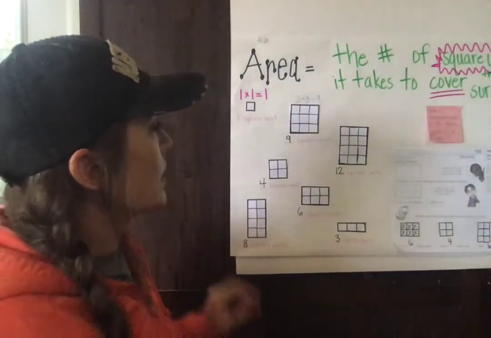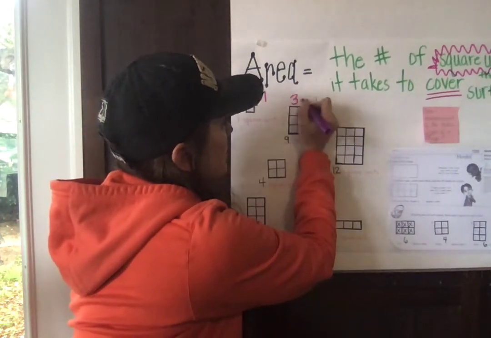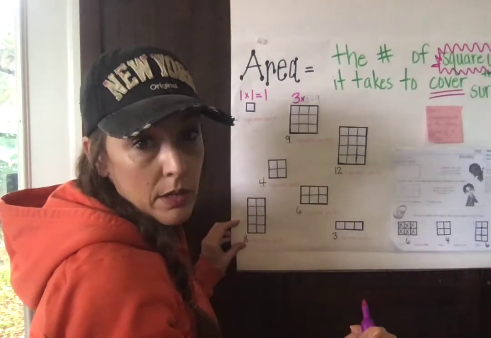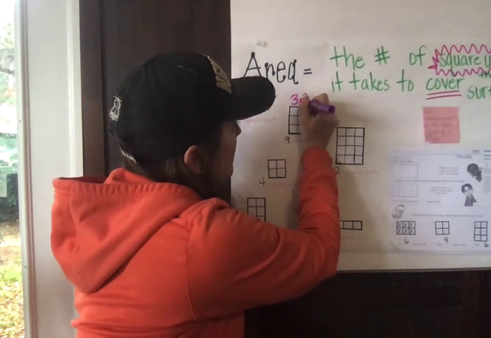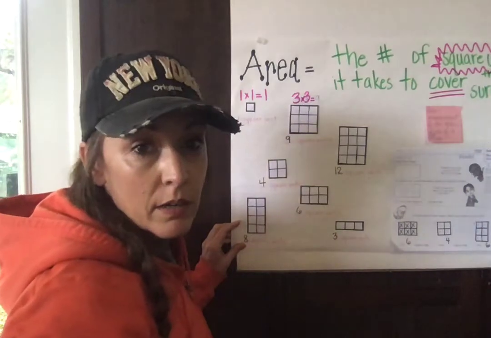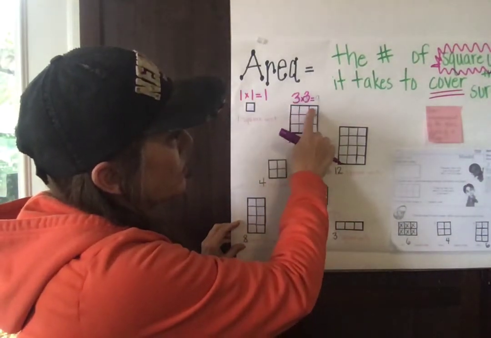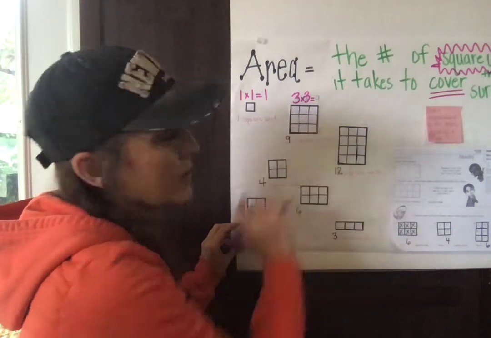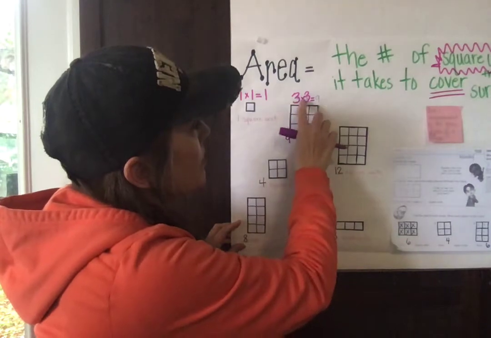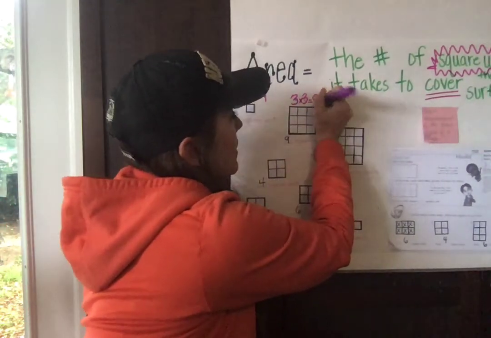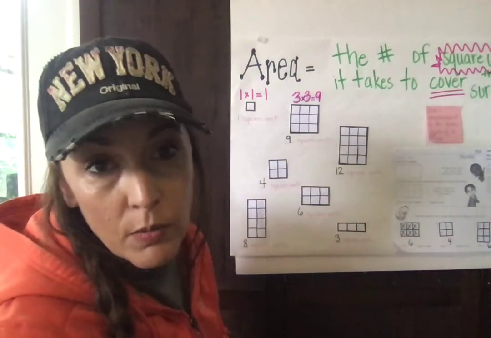Let's think about this one though. Here I see 1, 2, 3 columns times how many are in each column? 1, 2, 3 equals how many in all? Well, we said last week that the area of this shape is 9. 1, 2, 3, 4, 5, 6, 7, 8, 9 because it takes 9 squares to cover. And now I know that 3 times 3 equals 9. I can think of area related to arrays.